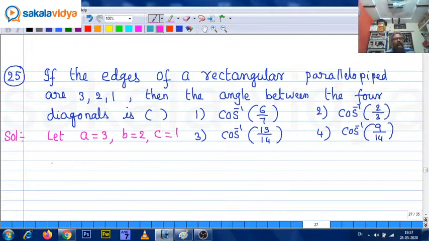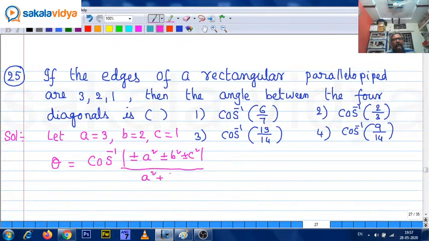The angle between the diagonals is given by the formula cos inverse of mod of plus or minus a square plus or minus b square plus or minus c square upon a square plus b square plus c square. This is the formula. But here one condition is there. At a time plus plus plus or minus minus minus we should not consider.